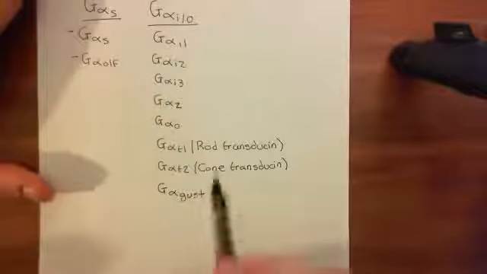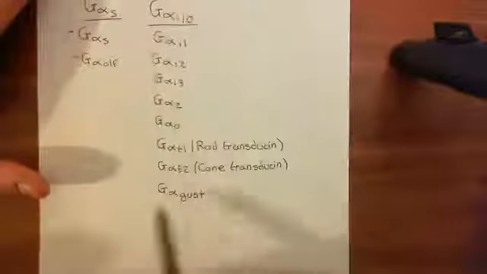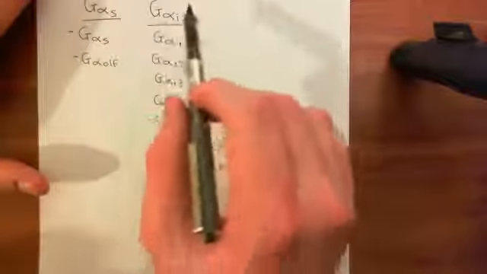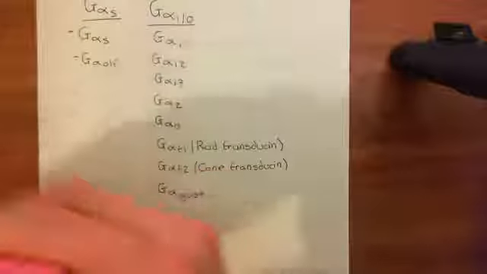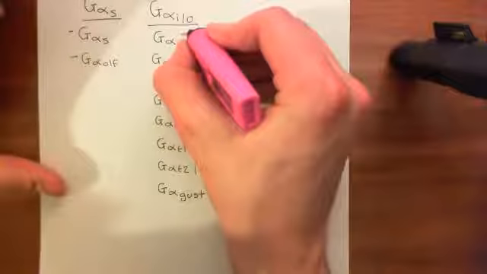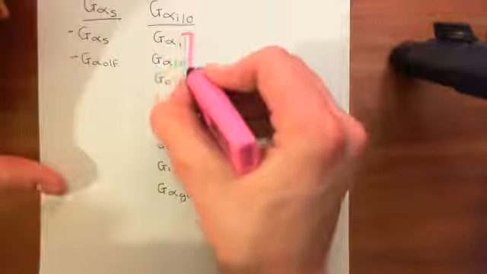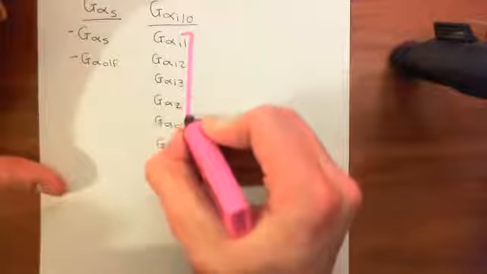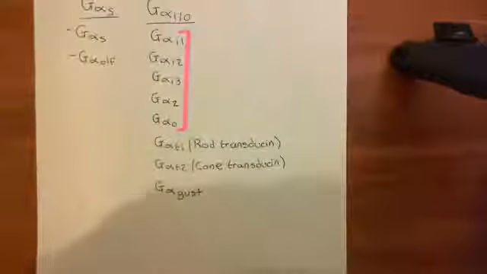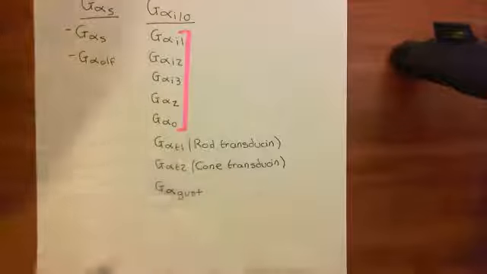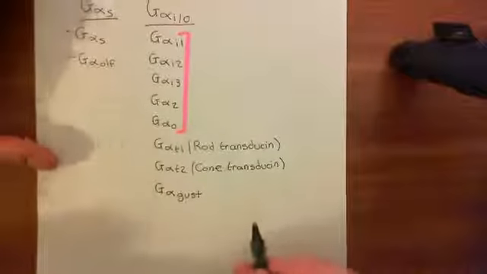All of these have similar functions, but some of them have more similar functions than others. For instance, all of these ones here, G alpha I1, G alpha I2, G alpha I3, G alpha Z, and G alpha O, have very, very similar functions. And we'll be coming back to these later.